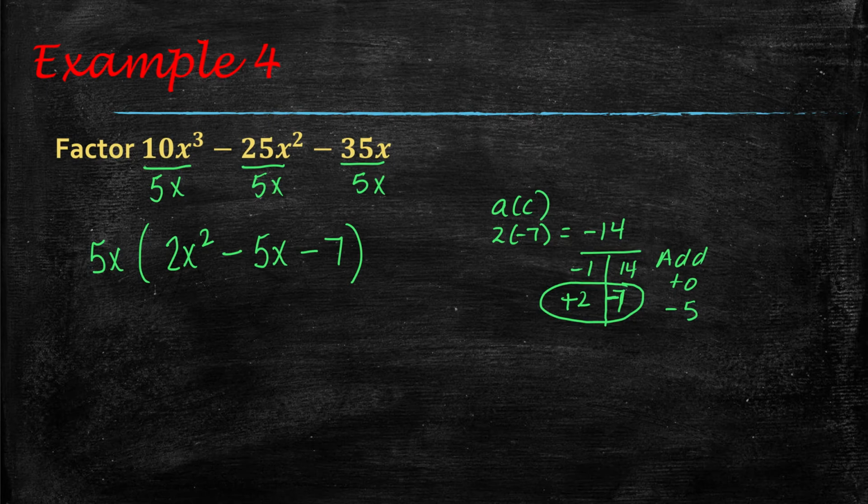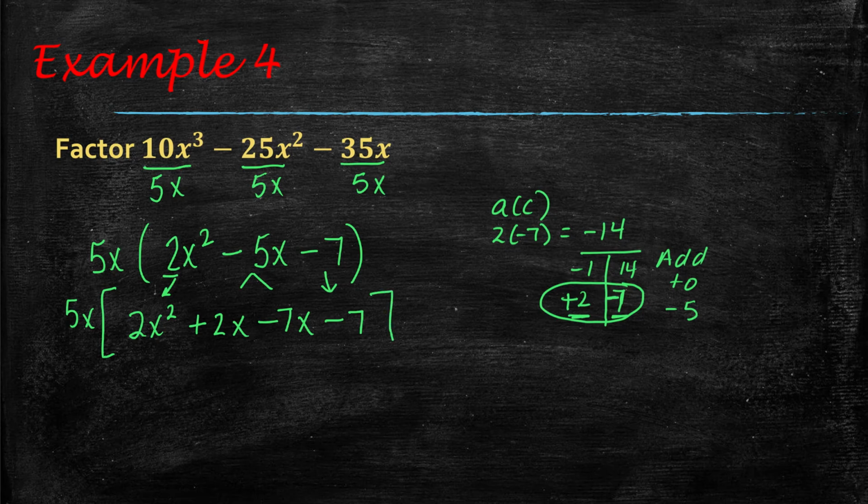Now my a value is not 1, so I need to go through the steps of grouping. Now I'm going to go ahead and bring down this 5x, and I'm going to switch to brackets because we're going to have a lot of parentheses going on. So I'm going to bring down my 2x squared. And remember, we're splitting that middle term into what we just found here. So we're going to have a plus 2x, and then we're going to have a minus 7x, and then we're going to bring down the minus 7. We're grouping the first two, and then we're grouping the last two. Still bring down your 5x.